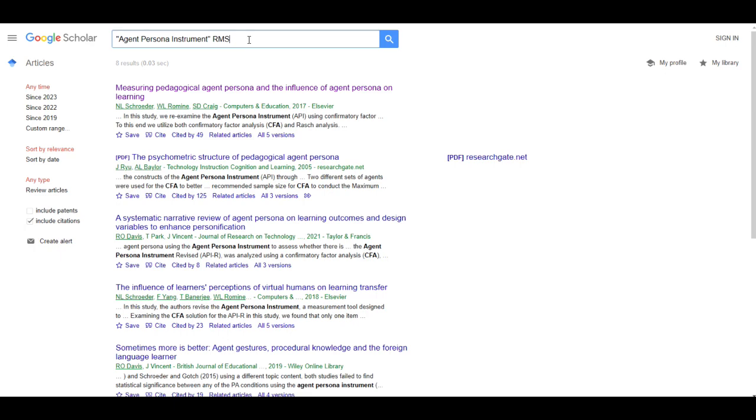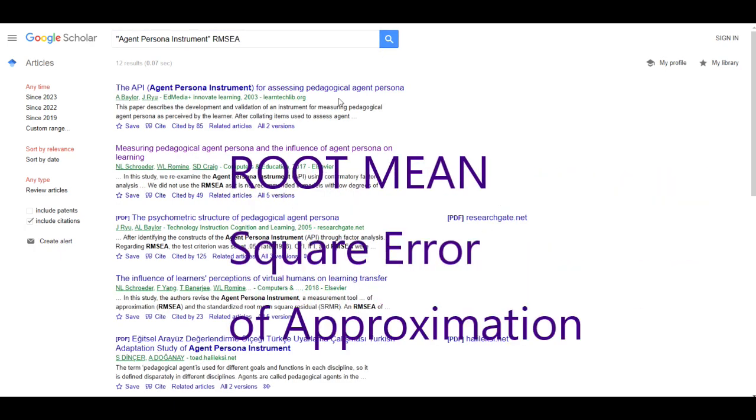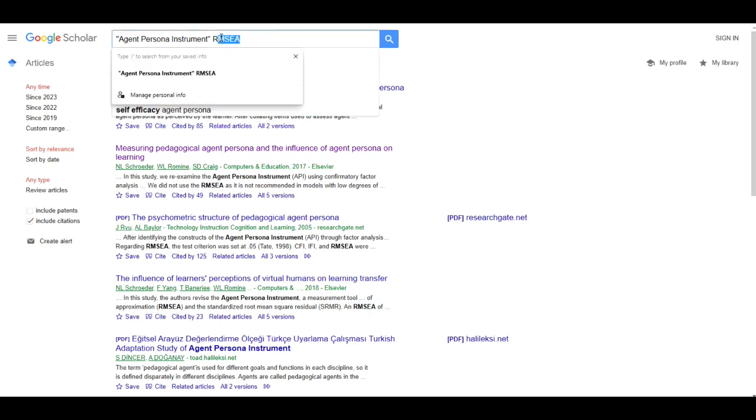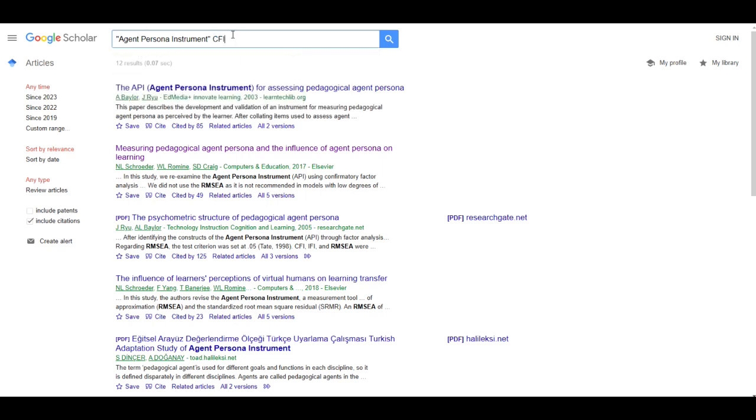Another one is RMSEA, which stands for a root mean square error approximation. That score has to be reported as part of CFA. Another term or search query term that I tacked on to the end was CFI, which stood for Comparative Fit Index. By using these as search term key terms, I was able to find papers that talked about my instrument and reported these different aspects of CFA.